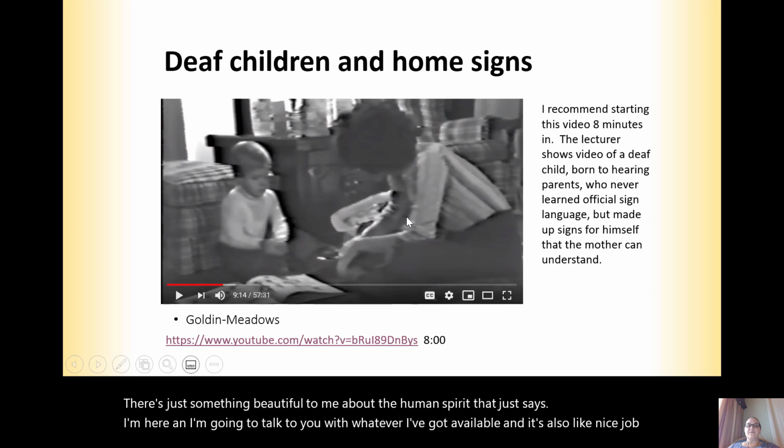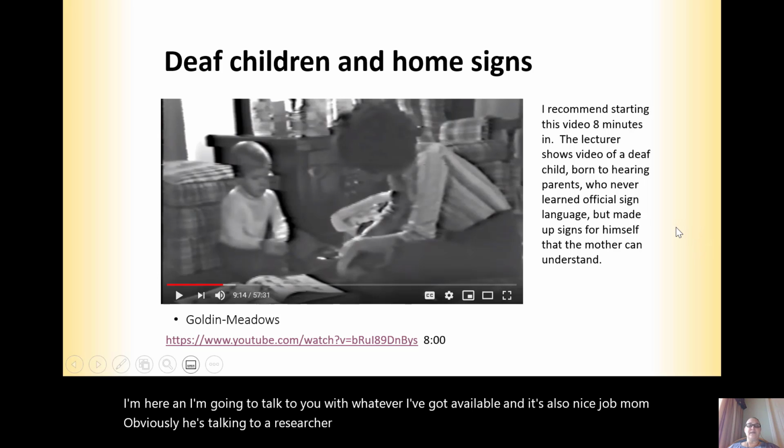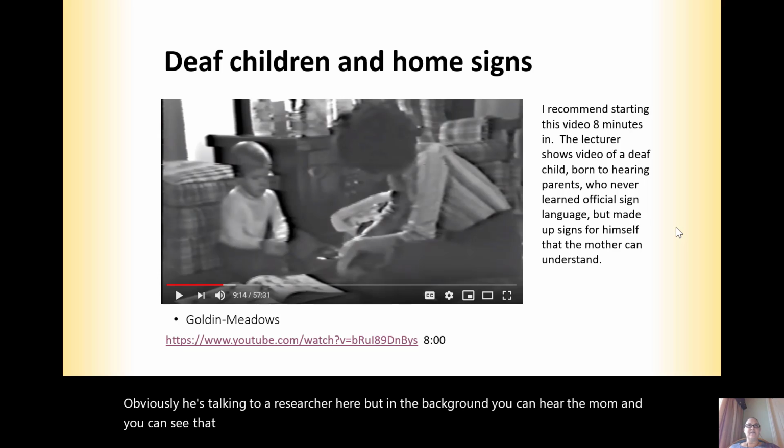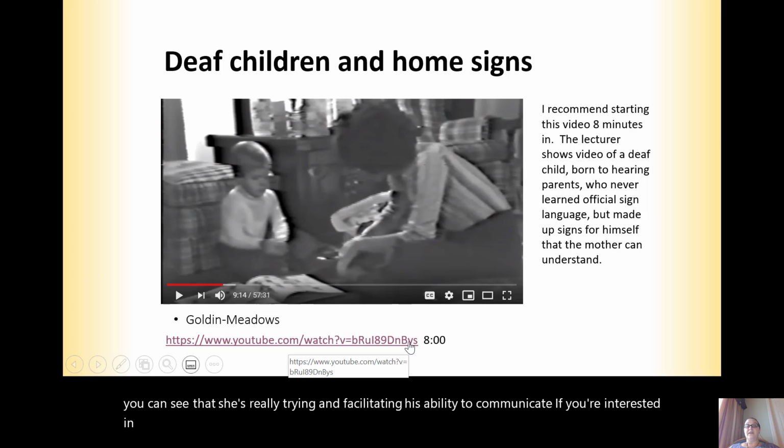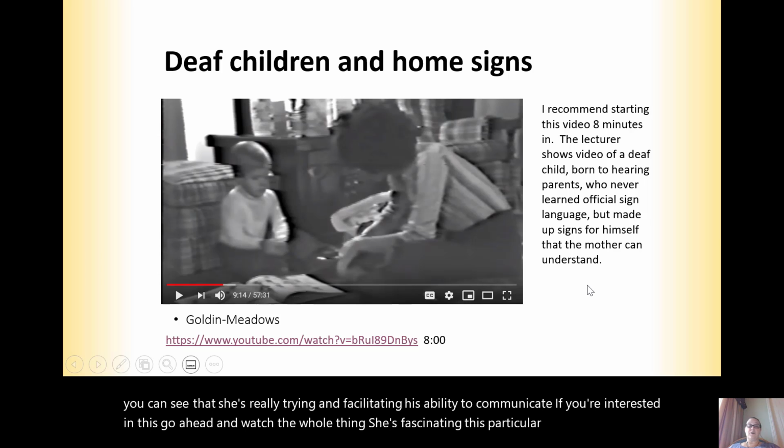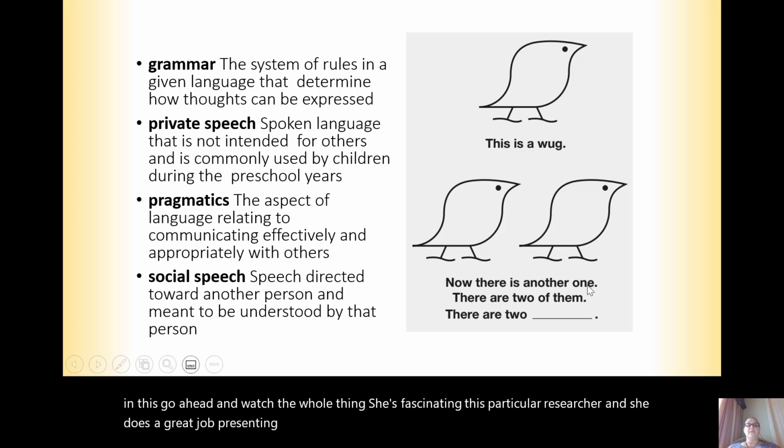Obviously, he's talking to a researcher here, but in the background, you can hear the mom, and you can see that she's really trying and facilitating his ability to communicate. If you're interested in this, go ahead and watch the whole thing. She's fascinating, this particular researcher, and she does a great job presenting her work.